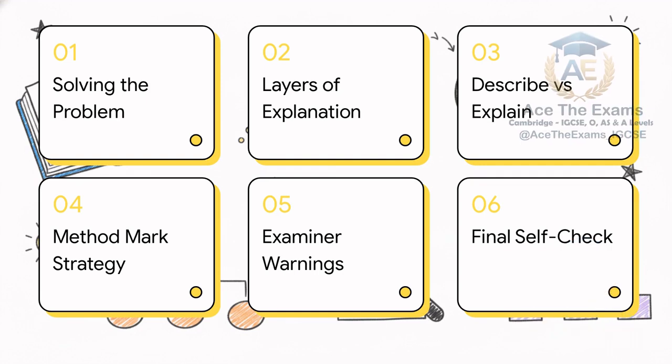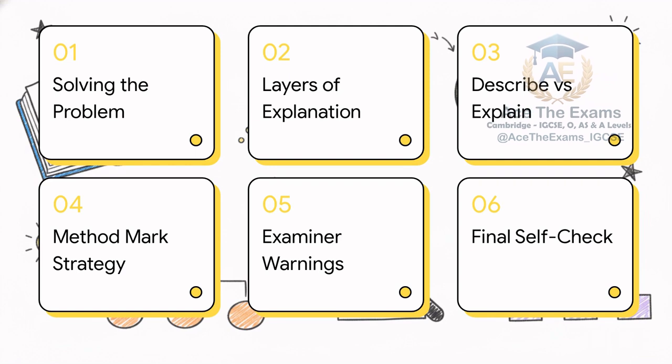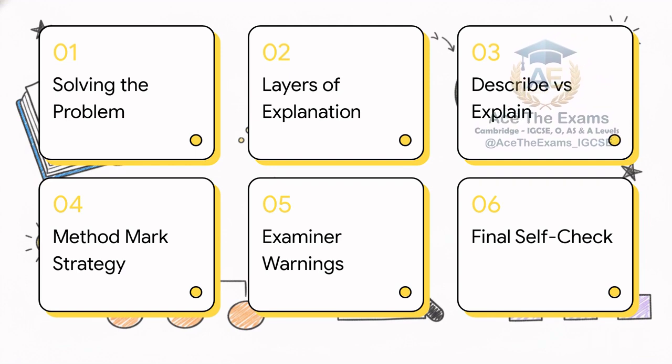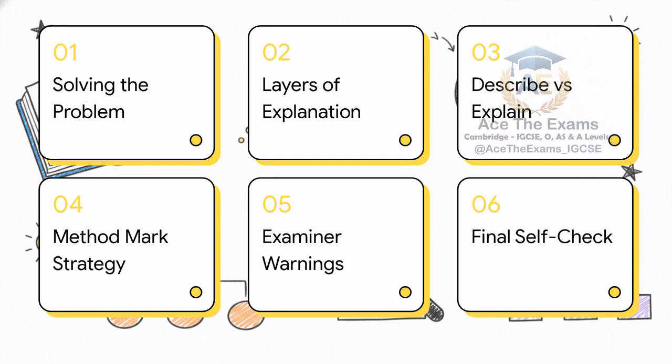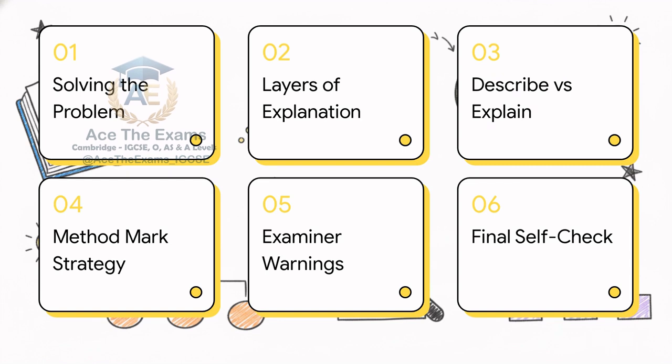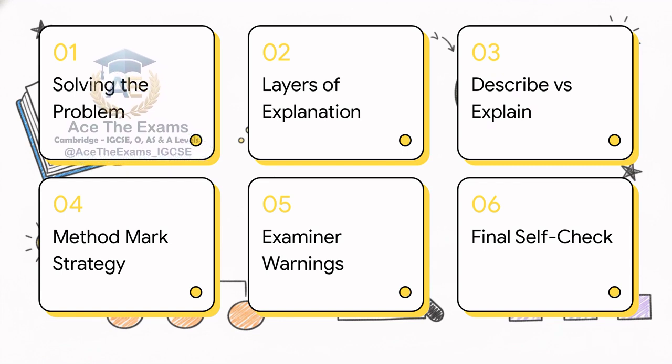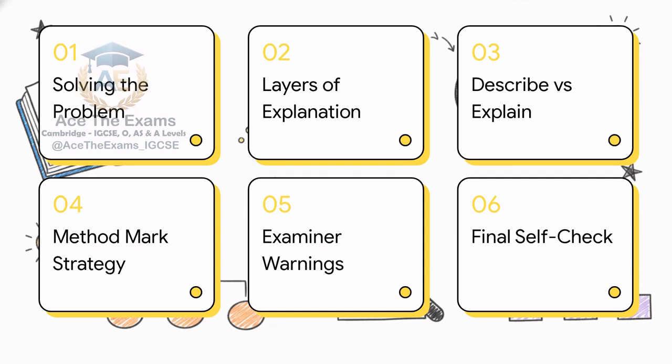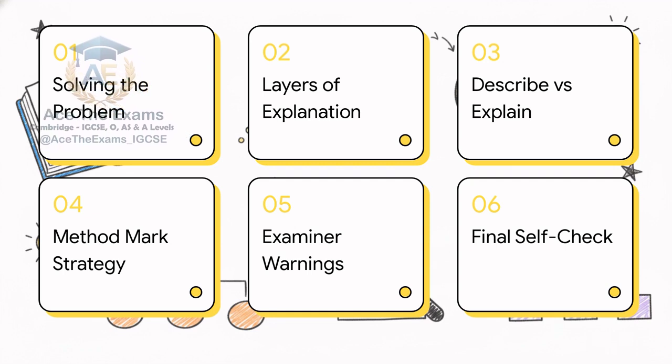Here is our explicit roadmap for this session. We have a packed agenda covering 6 core areas. First, solving the digital problem. Second, the 3 layers of explanation. Third, mastering the vital distinction between description and explanation. From there, we'll dive right into the method mark strategy. Then we will outline principal examiner warnings so you can see exactly where marks are lost. And finally, we will run through a final self-check. Consider this your complete computer science success blueprint.